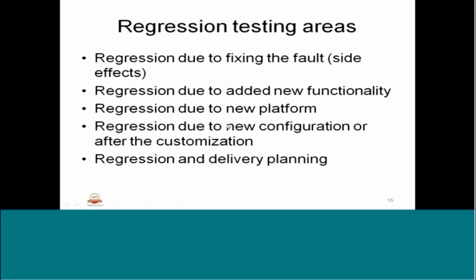Regression can be due to new configuration or after the customization. Some changes, some configuration. There is no software change still, but the environment or the configuration of the program or the software under test has changed, and regression is required for the same. Regression and delivery planning. That is also one of the areas that needs to be taken care of for regression testing. So how we are going to deliver? As what, incremental or non-incremental? All this will be part of the regression testing areas.